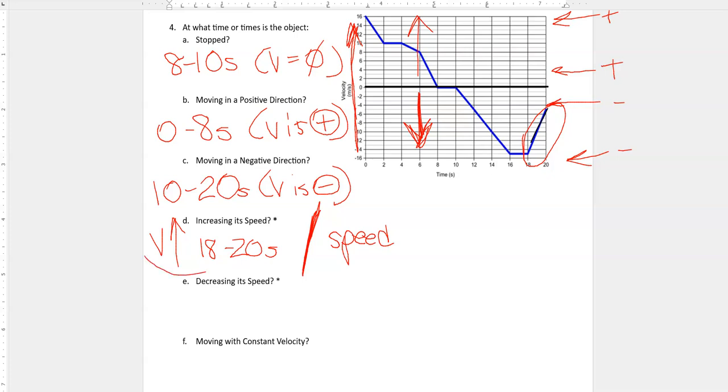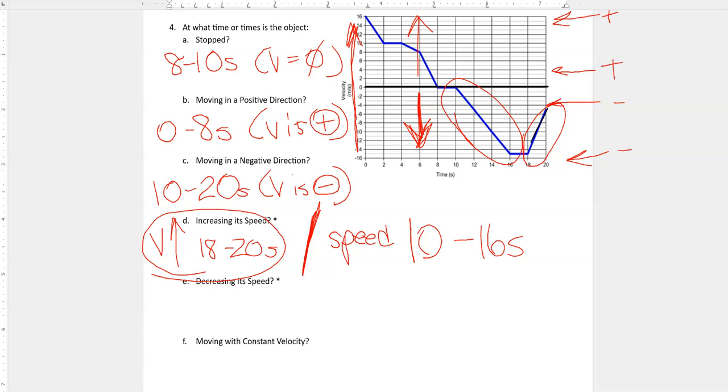So while velocity is only increasing between 18 and 20 seconds in this particular plot, speed is increasing in this period of time from 10 seconds to 16 seconds. If you're asked a question like this and you're given the option, circle the one you're more comfortable with and answer that one. If it's speed or velocity, you say what you're referring to.